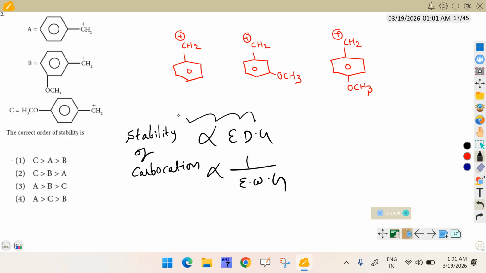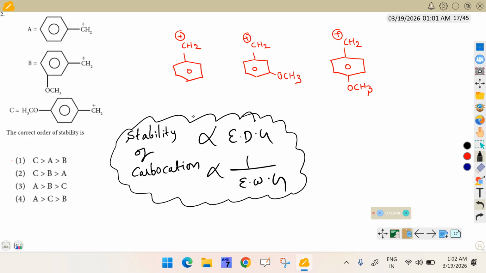The stability of carbocation is directly proportional to electron donating group, inversely proportional to electron withdrawing group. OCH3 is an electron donating group, we know that, when it is at para position. When OCH3 is at meta position, it acts as electron donating group, but we know that at meta position resonance is absent, only inductive is present. According to inductive, it is minus I group. According to resonance, this is plus R group. So stability is directly proportional to electron donating group. C is more stable, B is least stable. Correct option, first option.